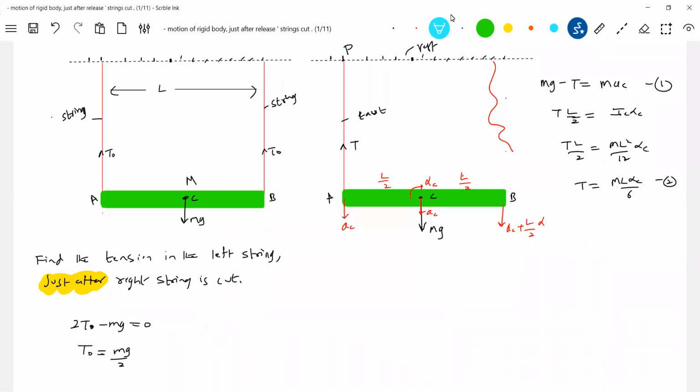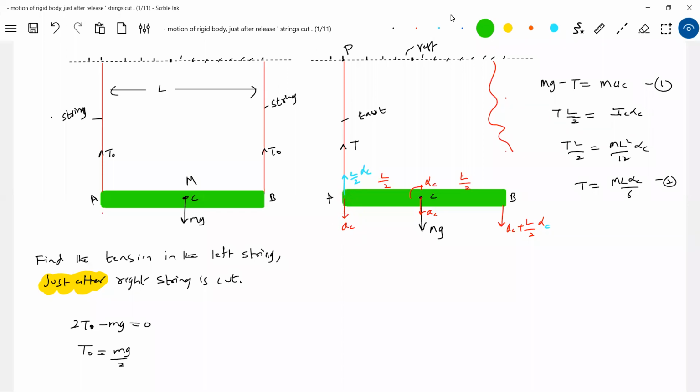So I'll put one more acceleration here. What is that? L by 2 alpha C. Why L by 2 alpha C? Because of tangential acceleration. Try to see this. So what is this L by 2 alpha C? Tangential acceleration. What is AC? That is due to the acceleration of the center of mass. Now this is a tangential acceleration, due to rotating motion. This is due to translating motion.